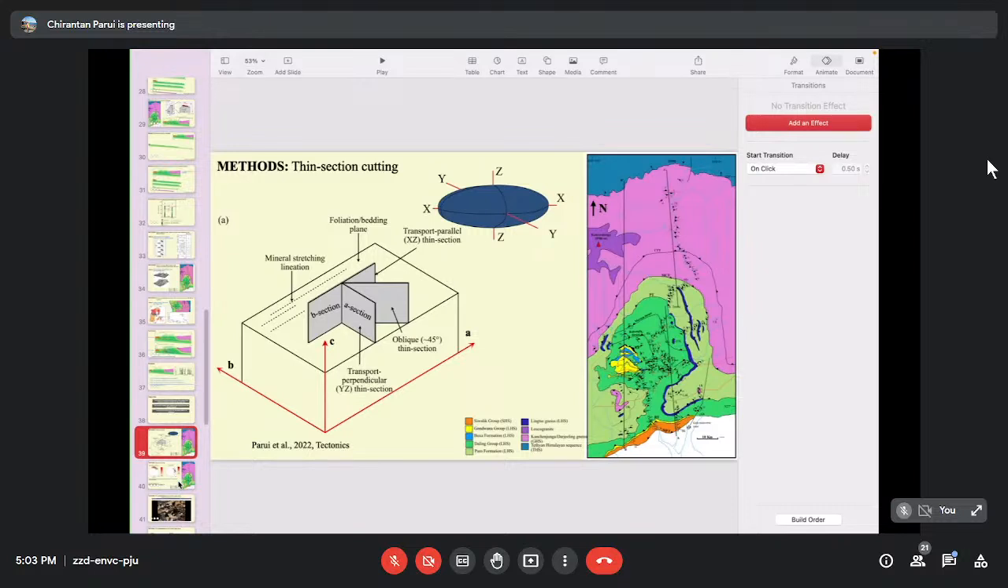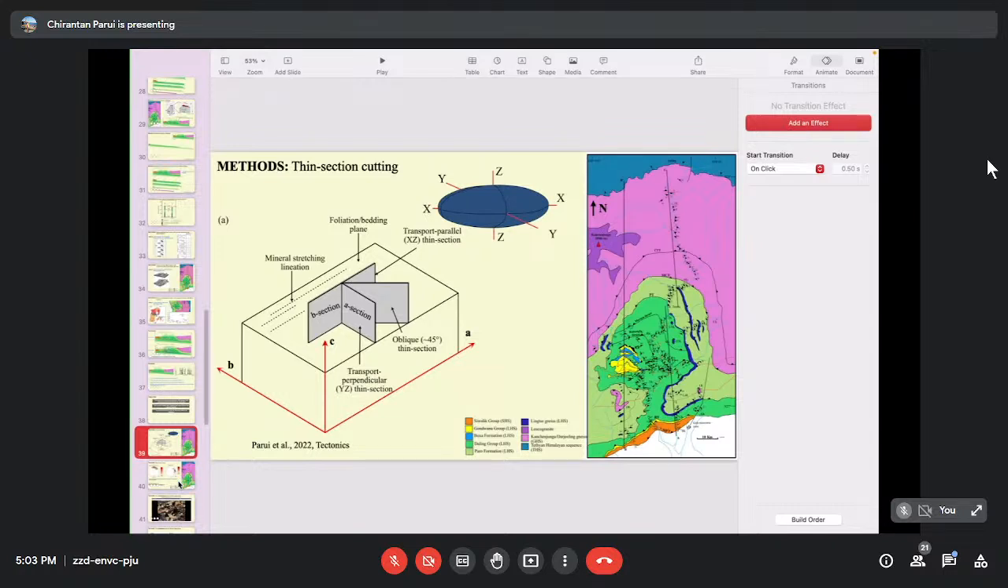Yeah, see, I think there was some study in Nepal where they, using simple shear, kind of modeled how much outcrop scale folds might be accommodating. But I don't know if there are any ways by which this contribution could be measured.